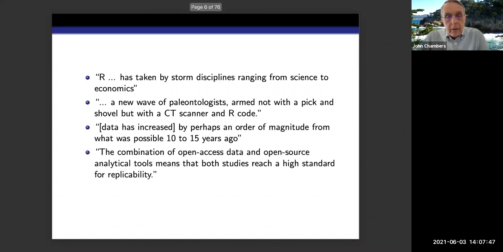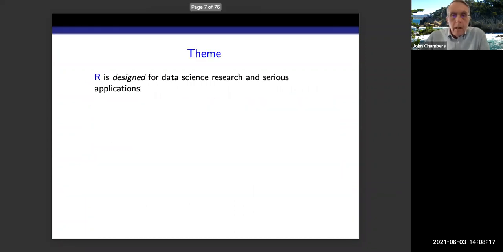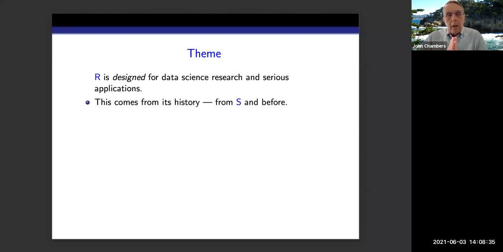Furthermore, the combination of open access data and open source analytical tools means that both of the 2 studies he's talking about reach a high standard for replicability. So I think both of these comments are very apropos and could, I assert, be made for a very, very large number of other disciplines in science these days. And in fact, that is behind what will be a theme for what I'm going to say today, which is that the R software and its applications are actually designed for research and data science and for serious applications of that. Furthermore, this is not just something that's new, it's part of the history of R. As we look at how R came to be and what happened before R, this design, this connection with what I'm going to call data science was there from the beginning.